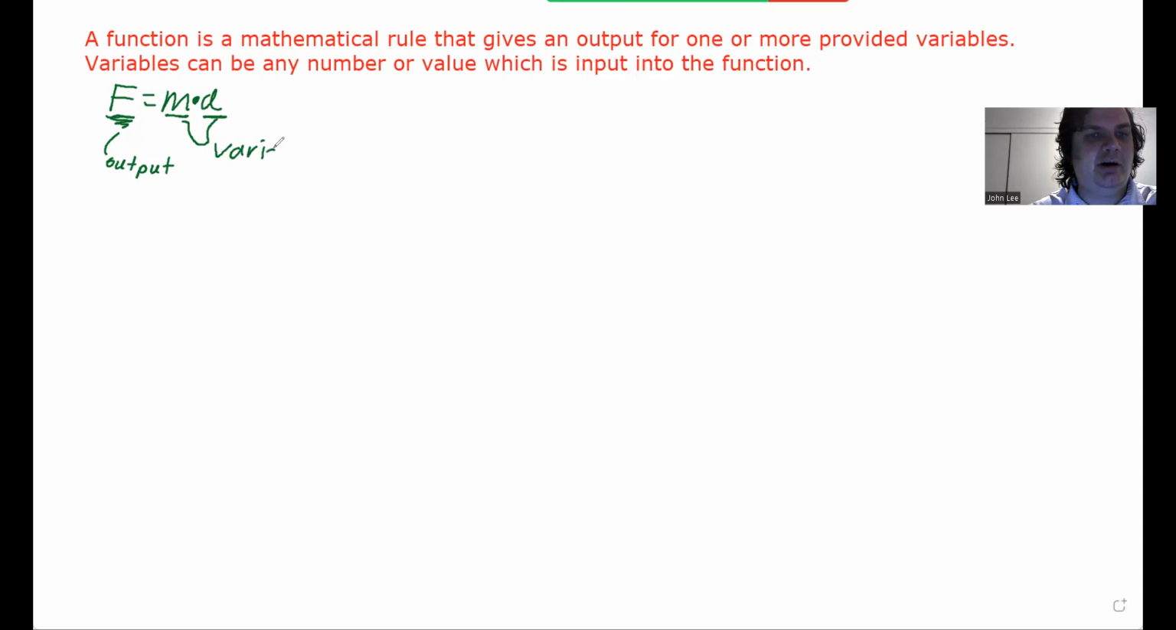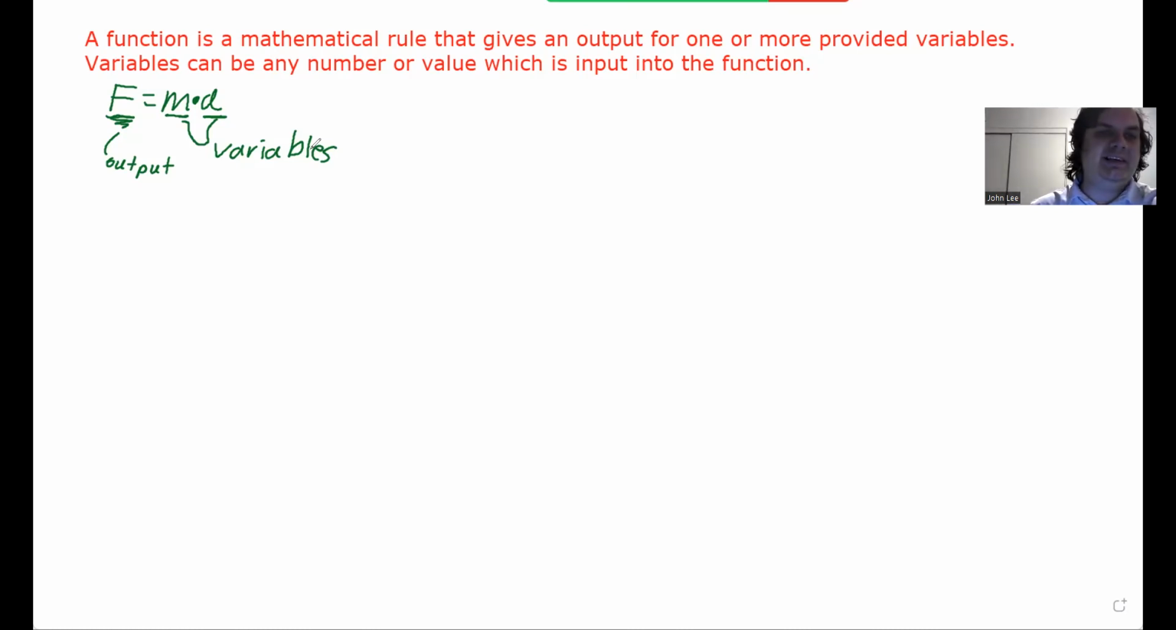So the reason that we call them variables is that they hold true for any given value that you place in. So any given value of the variable, if you put in 1,000 kilograms or 1 kilogram or half a kilogram, it's going to tell you the relationship between mass, acceleration, and the output.